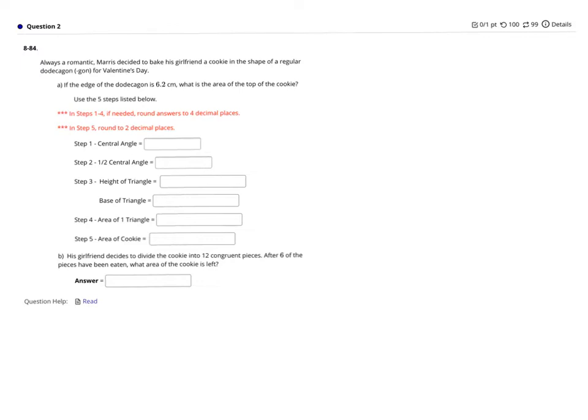So what we're going to do here is take the dodecagon and pull out our triangle. When we pull out our triangle for one part of the dodecagon, my base is 6.2, the length of one of the sides, which means this is divided into 3.1 and 3.1. I need to find the height of that, and then I can find the area of one of those. To do that, I have to do my 5 steps.